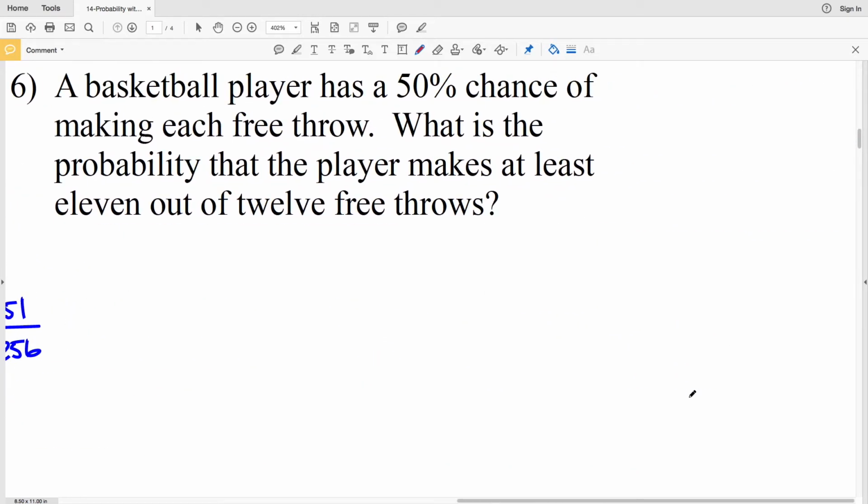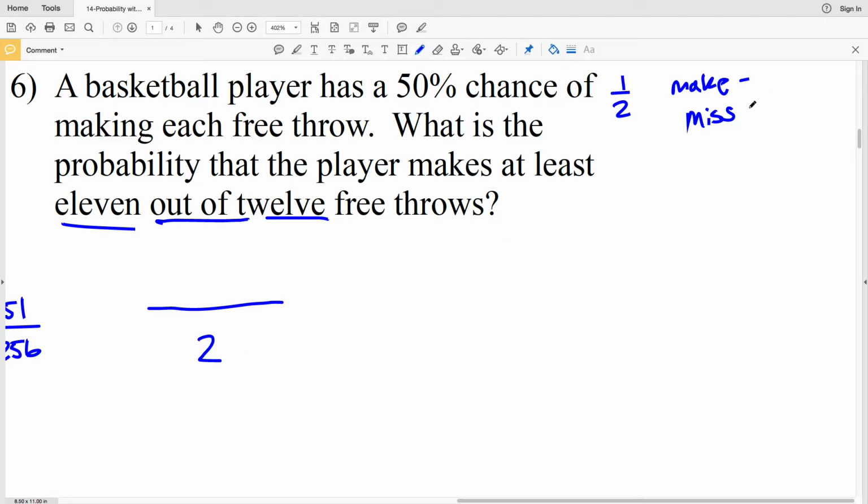In number 6, a basketball player has a 50% chance of making each free throw. So the basketball player, since it's 50% chance, that's 1/2. So he's either going to make it half the time or miss it half the time. What is the probability that the player makes at least 11 out of 12 free throws? So if he's making a total of 12 free throws, that'll be 2, because he's either making it or missing it, to the 12th. That's the number of different possibilities or different combinations of making and missing the shots.